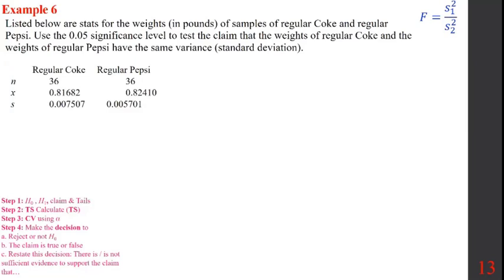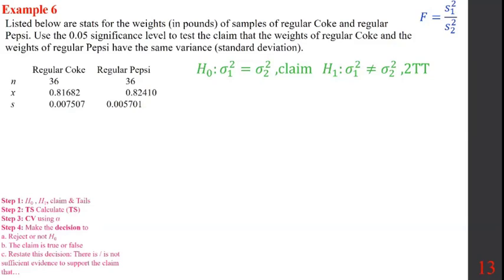We get s. s is 0.007507 for regular Coke, and it's 0.005701 for regular Pepsi. Since the Coke is larger, we choose that as the first group, and we write the test of hypothesis with the first one. H0: sigma 1 equals sigma 2, or sigma 1 squared equals sigma 2 squared. Same variance or standard deviation, either one is fine. And that's a claim, and the alternative is that they are not equal. That would be the one we are looking at.